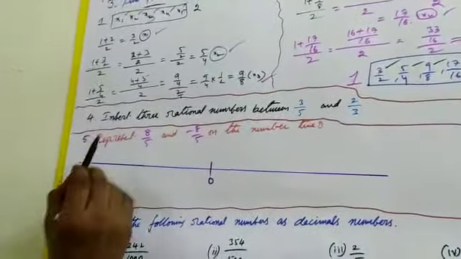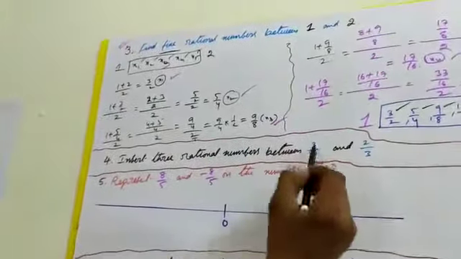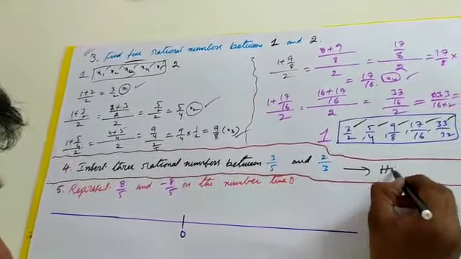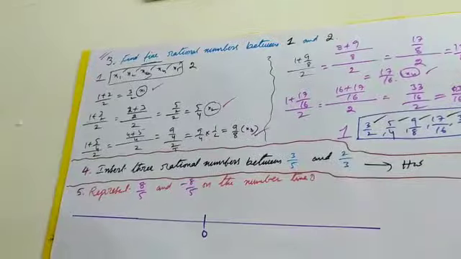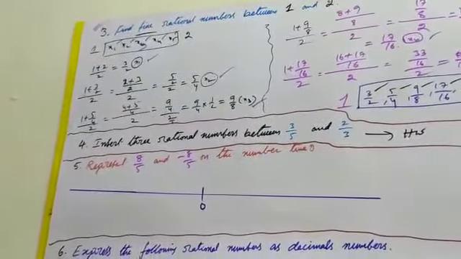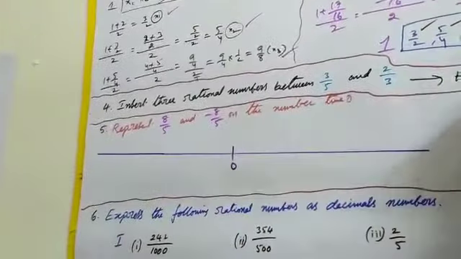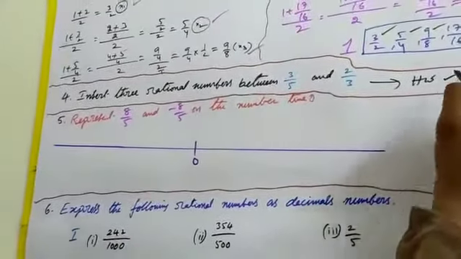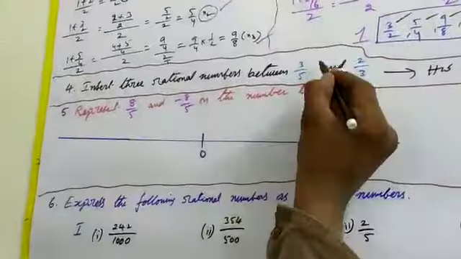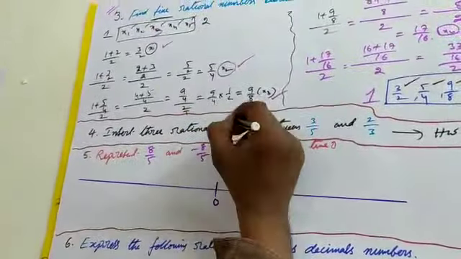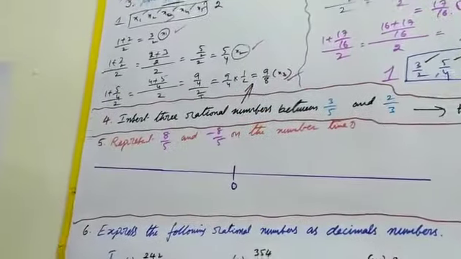Next, go to the fourth sum. Insert 3 rational numbers between 3 by 5 and 2 by 3. This part is your homework. You try it. If you cannot, no problem, I will explain in the next class. First of all, you try. Same process as the above process.